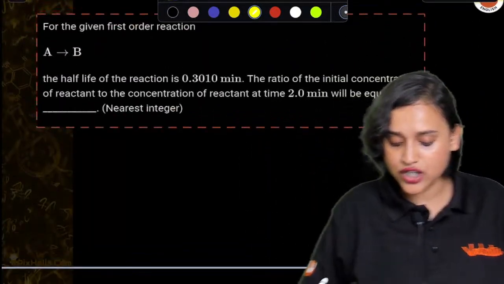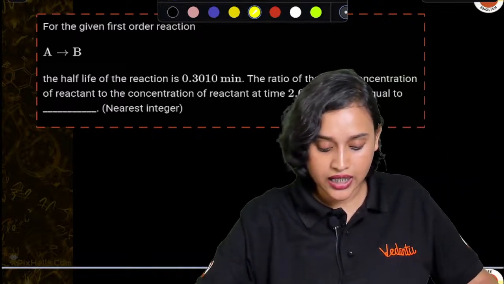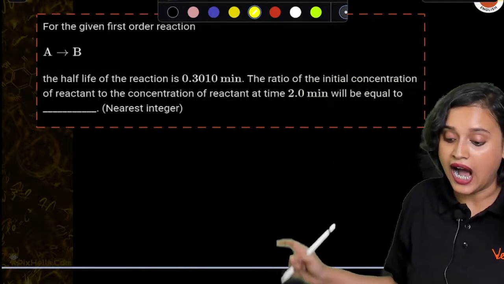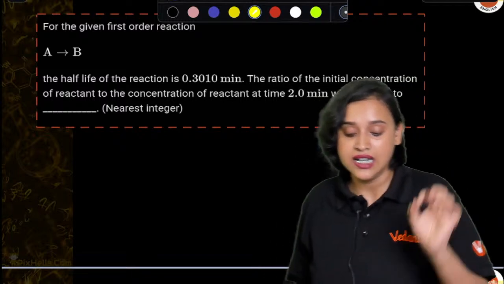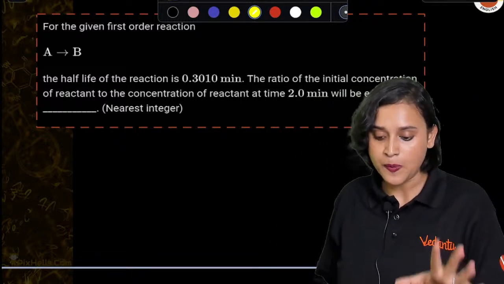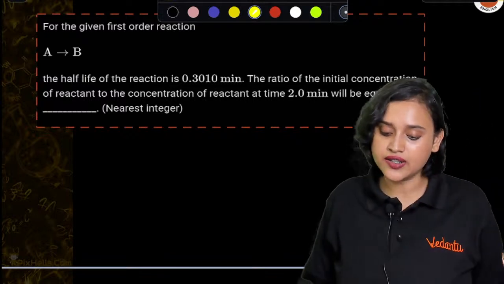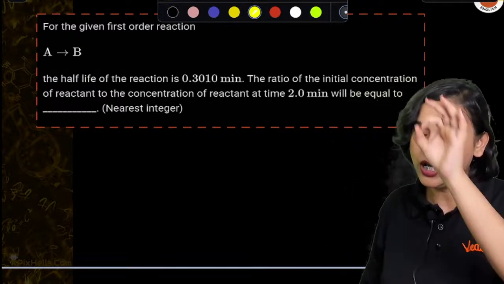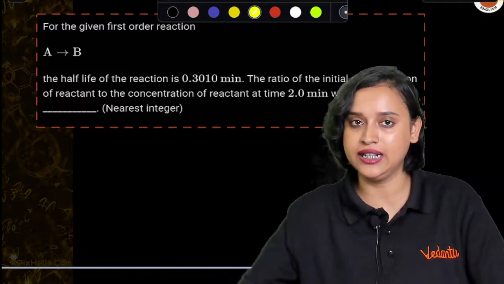Great. Next question, everybody. For the given first order reaction, A to B, the half-life of the reaction is 0.3010 minute. The ratio of the initial concentration of the reactant to the concentration of the reactant at time 2 minute will be equal to, again, nearest integer everybody.